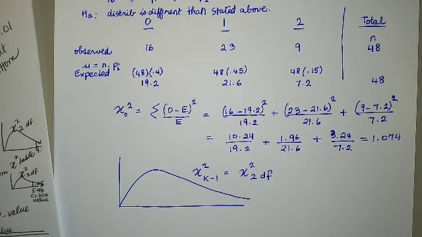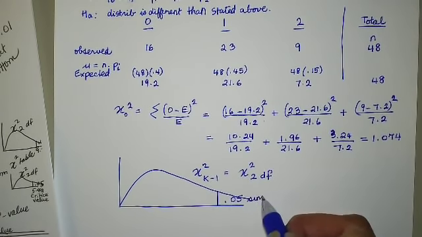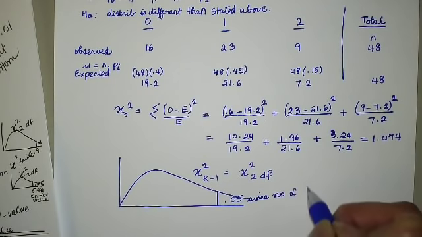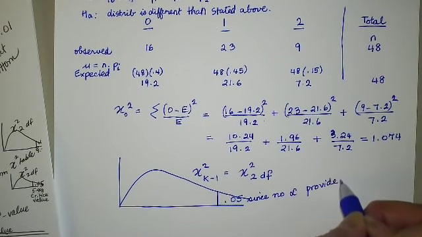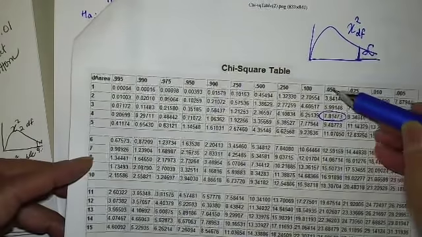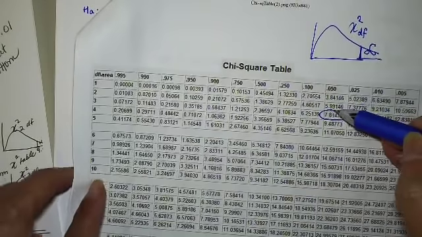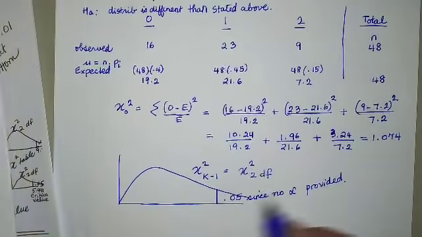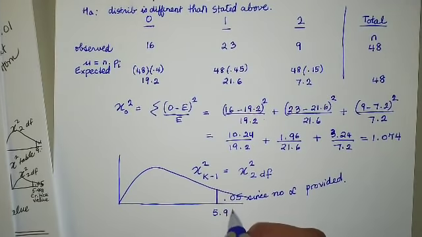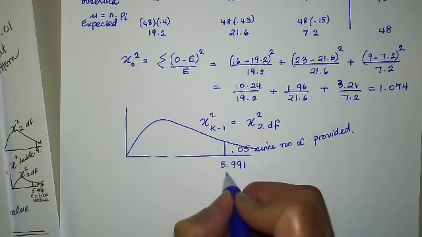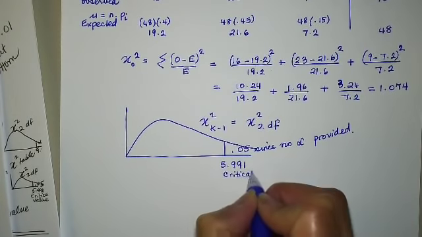And I don't think they gave us any alpha level, right? No alpha level provided in this problem, so let's use 0.05, since no alpha was provided. So let's go to 0.05 and 2 degrees of freedom. 5.99. 5.991 is the critical value.